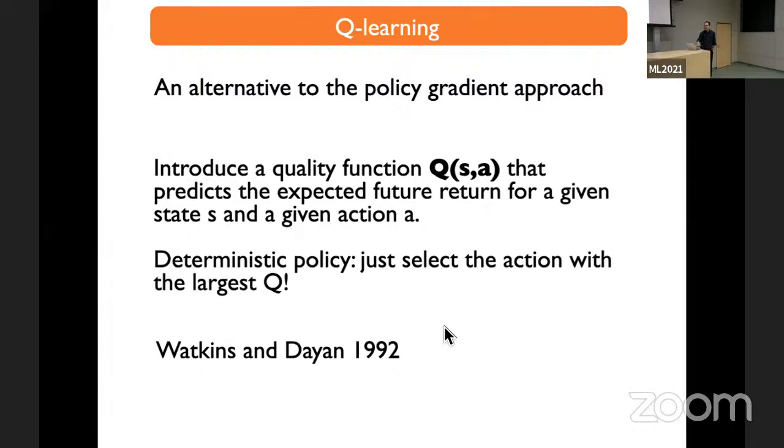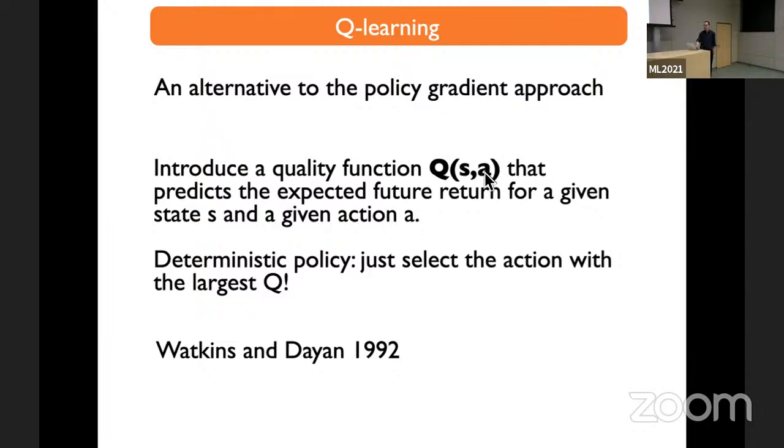The basic thing is that you introduce a quality function that depends both on the state and an action that you could take in the state. And its purpose is to predict the expected future return, expected here in the sense of average over all possibilities, expected future return for a given state S and a given action A. So if you had this magic quantity, so to speak, then the policy seems pretty obvious.